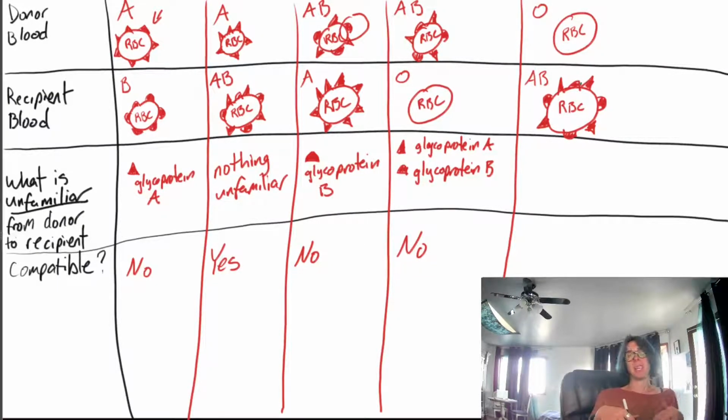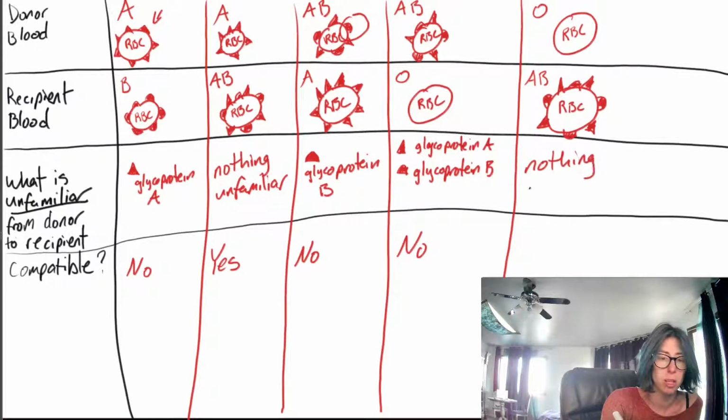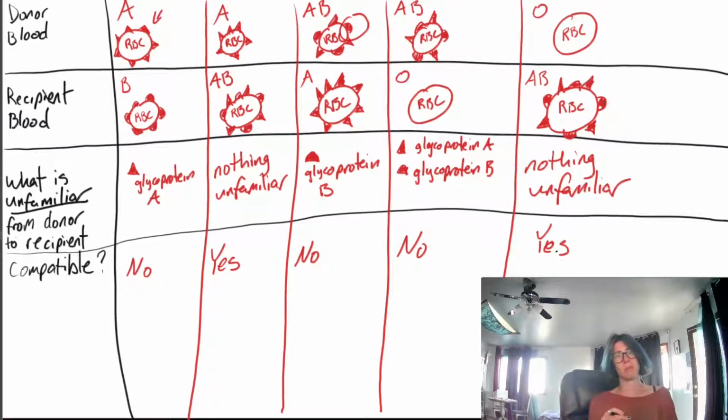Type AB is the universal receiver, because a person who has their bodies developed with A and B glycoproteins, everything's familiar. So anyway, in this case, nothing unfamiliar. And so yes, it's compatible. The donation is compatible in this direction. So that's just a few of the possible donor-recipient combinations for ABO blood groups.